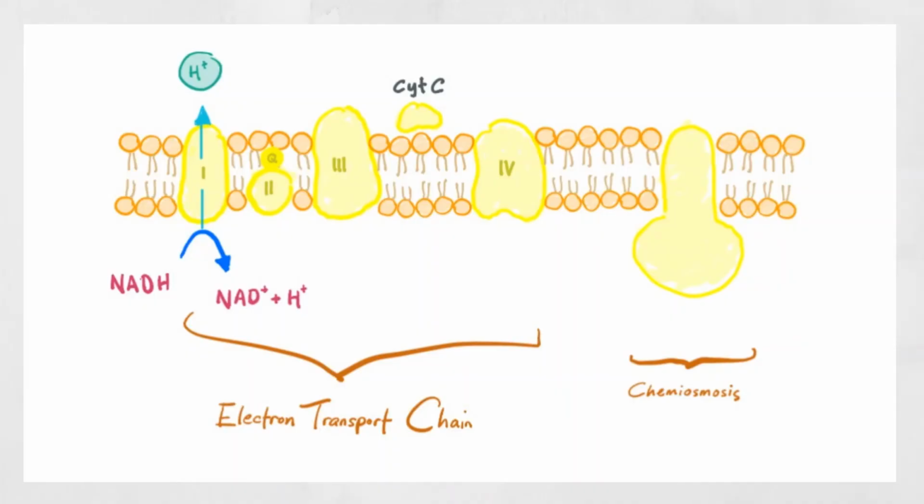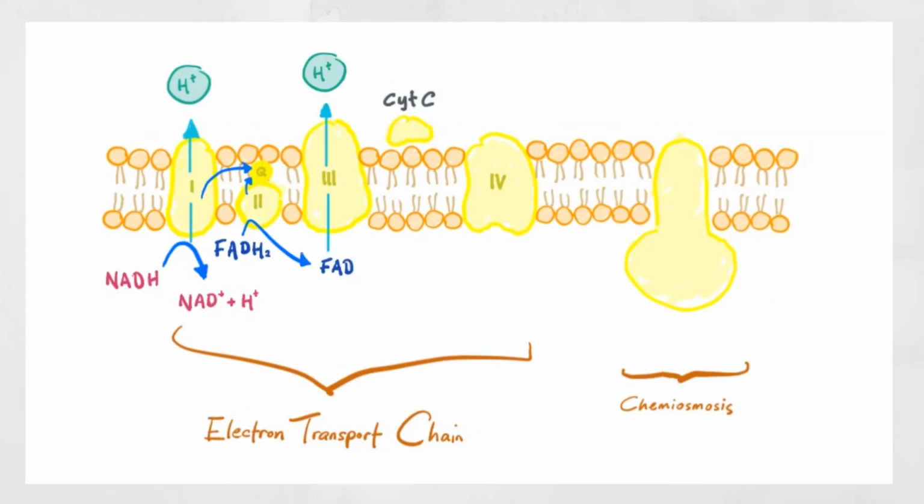Complex 1 oxidizes NADH to NAD+, then transfers electrons to ubiquinone. Complex 2 oxidizes FADH2 to FAD, then transfers electrons to ubiquinone. Ubiquinone accepts electrons from complex 1 and transfers them to complex 3. Ubiquinone accepts electrons from complex 2 and transfers them to complex 3.